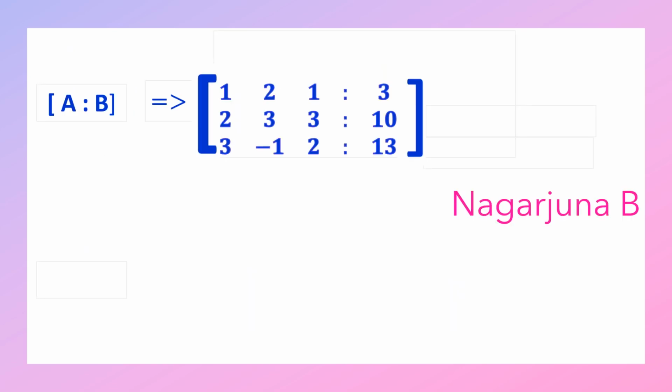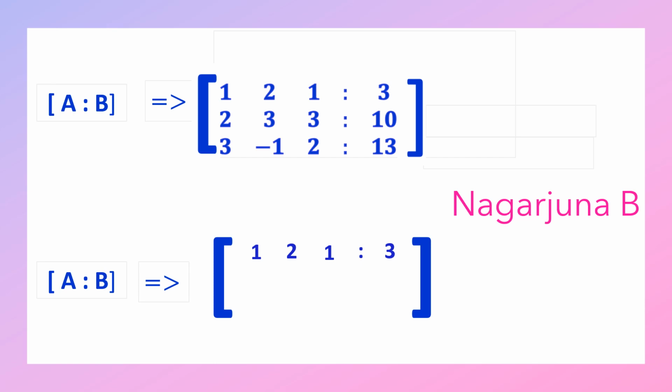According to the Gauss elimination procedure, we need to make the first element of the second row and the first element of the third row 0 by using the first element of the first row. The augmented matrix A colon B is equivalent to, the first row, whatever is there, will be unaltered. So it will be 1 2 1 colon 3. Now we need to make the element 2 of the second row, that is the first element, 0. How can we make this 0?